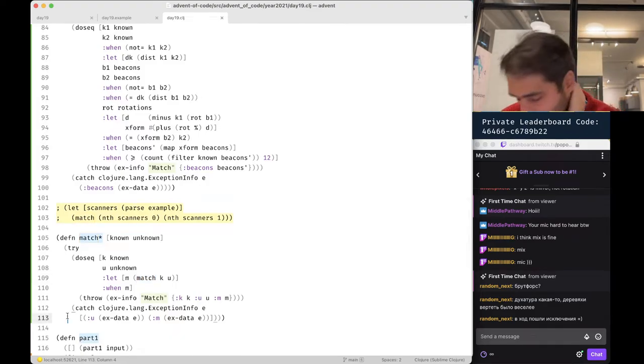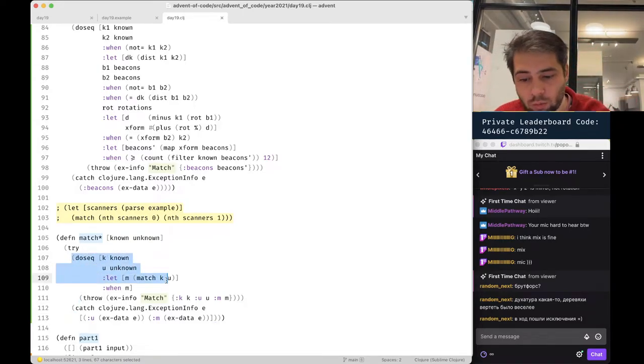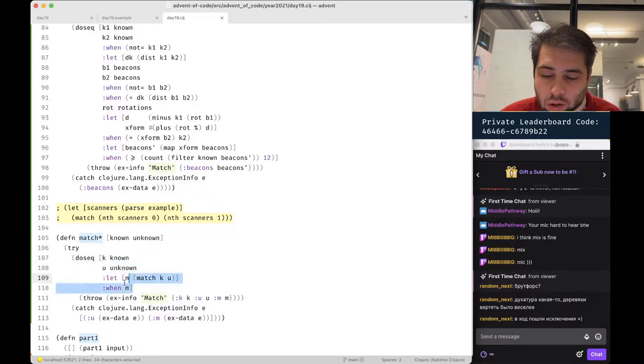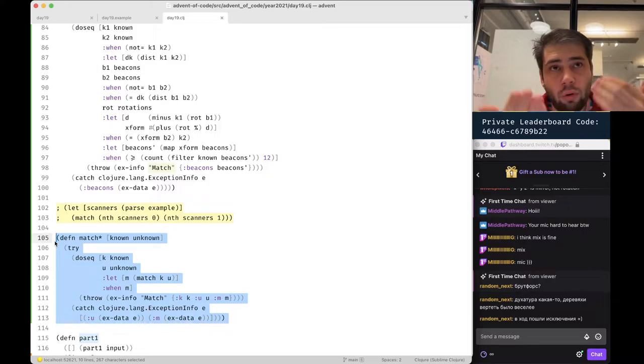Yeah, I'm using exceptions because I don't know how to do early return from doSeek. doSeek is what we want, but it doesn't allow for early return. Doesn't allow for return at all, actually. So we can replace this with some reduce, or whatever. No, reduce wouldn't work. For. And the problem with for is that for might actually calculate more than you need if you take only the first value. So, yeah.